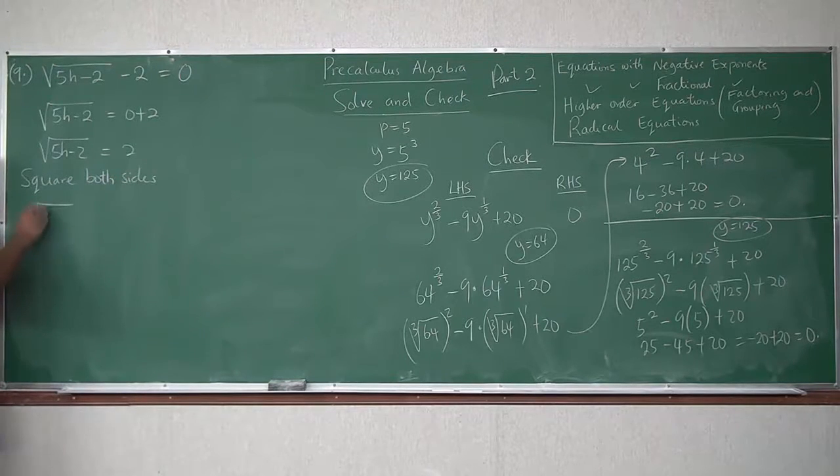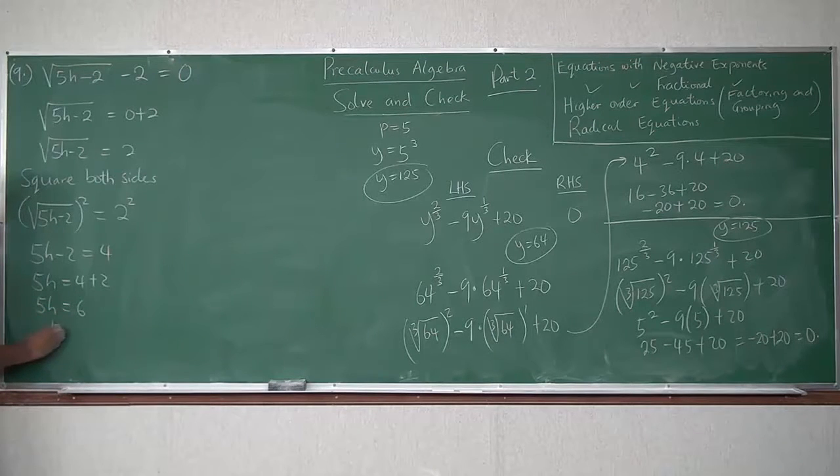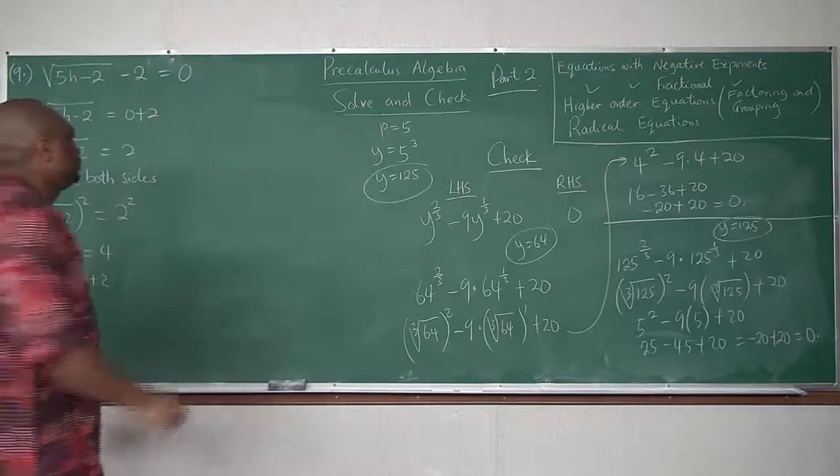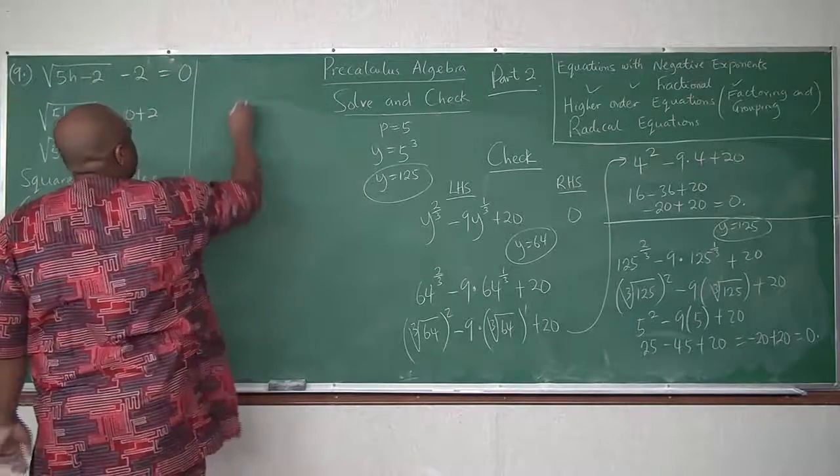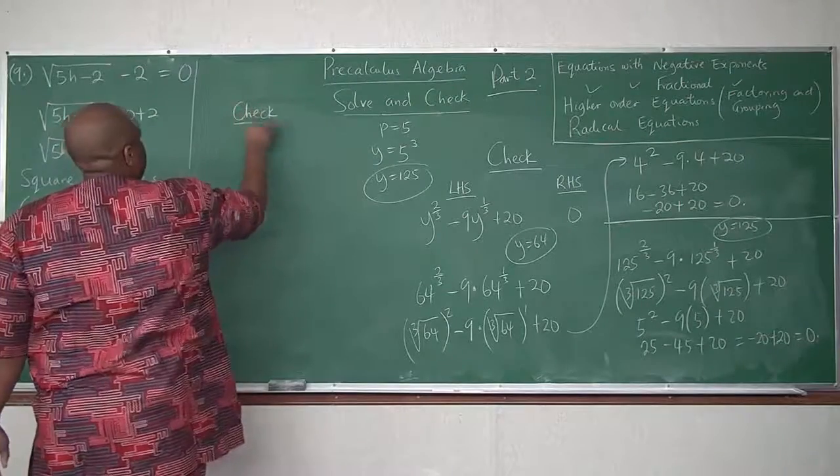And you have square root of 5h minus 2 all squared equal to 2 squared. So 5h minus 2 is equal to 4. 5h is equal to 4 plus 2. 5h is equal to 6. H is 6 over 5. Okay? Do we stop here? No. We've got to do what? Check our work. So we go ahead and check this, folks.